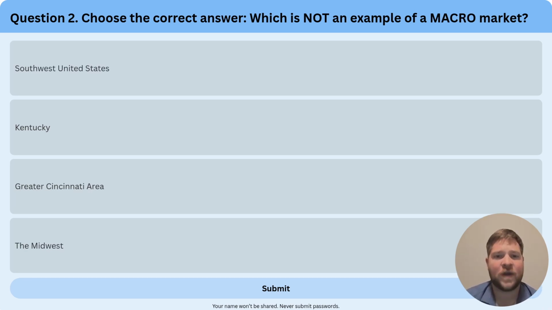Question number 2, choose the correct answer. Which is not an example of a macro market? Southwest United States, Kentucky, Greater Dayton, Cincinnati area, or the Midwest? I'll give you 10 seconds.